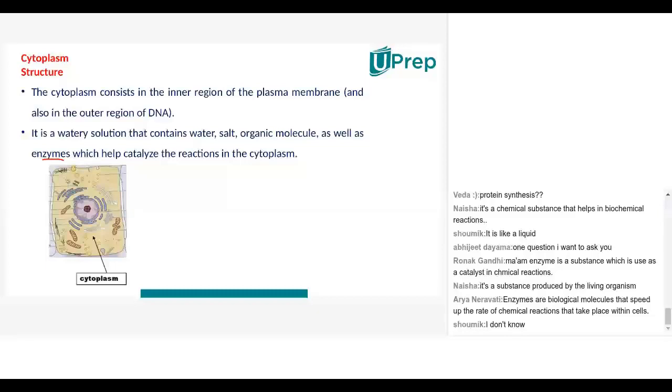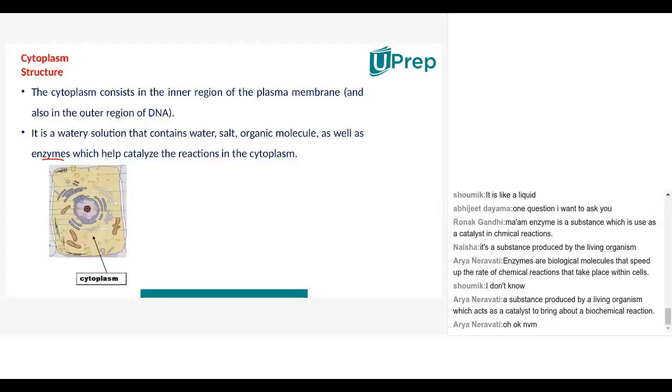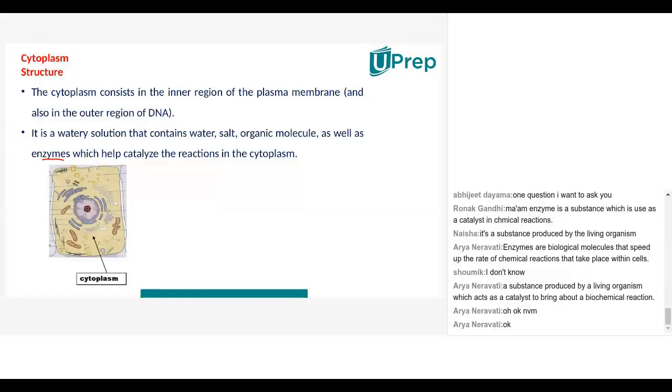Okay, so let me give a brief introduction about enzyme. We can say enzyme is a protein. Here protein is one of the biomolecules we discussed already, isn't it? So most of the enzymes are proteins. What is enzyme? It is a protein molecule.